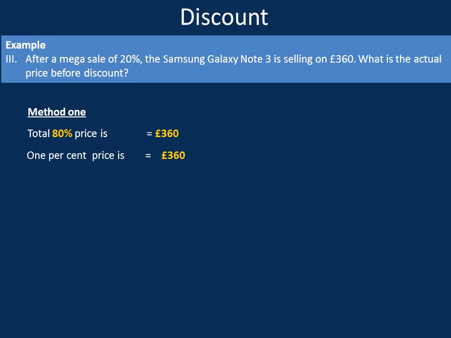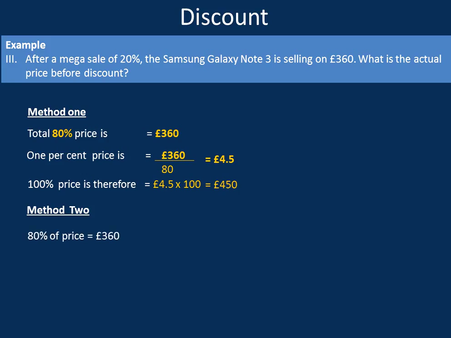So for 360, we're going to find 1% of it. 360 divided by 80 is going to give us £4.50. Now you just multiply £4.50 by 100, since we are finding the 100% of it. Therefore that's going to give us £450. So the actual price before the discount was £450. Now there's another method to find it.